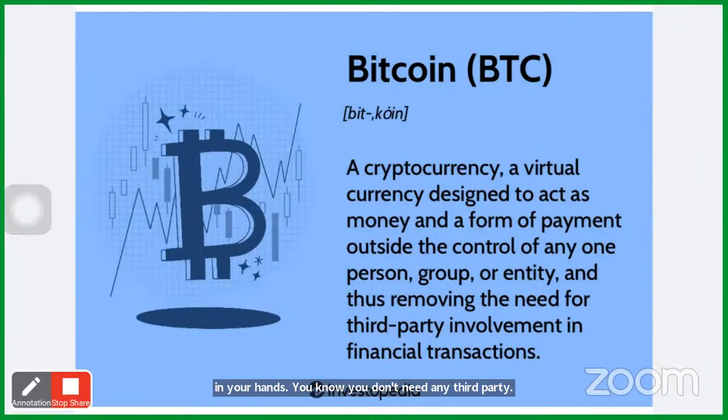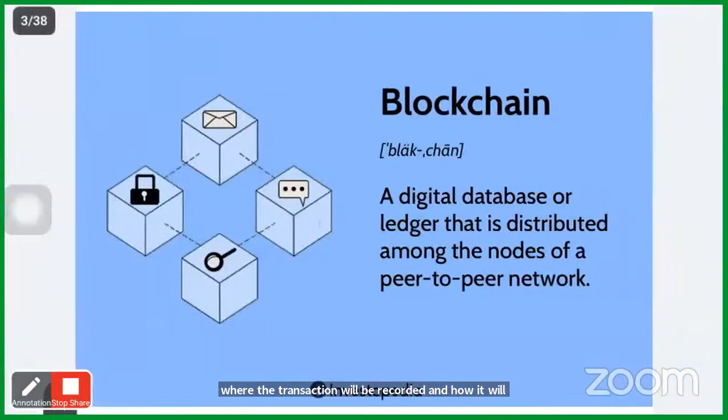If you are sending your money to someone in the form of cryptocurrency, maybe it is Bitcoin or some other currency, you don't need any bank to come in between, but only two people, you and the receiver, are involved in this peer-to-peer transaction. How and where the transaction will be recorded, and how it will be verified, depends on another system, called a distributed ledger, which is called blockchain.